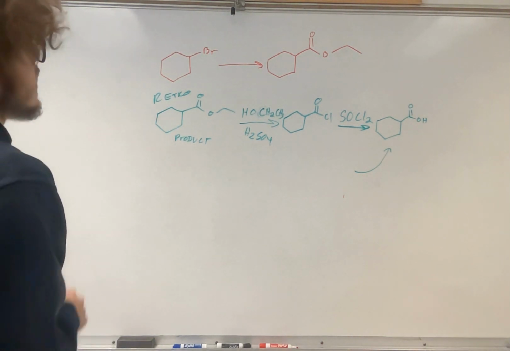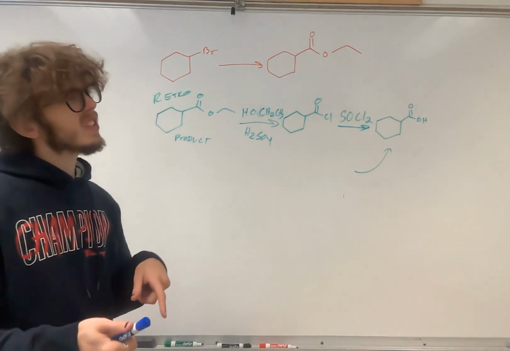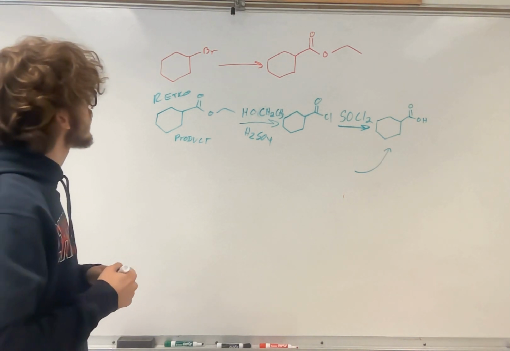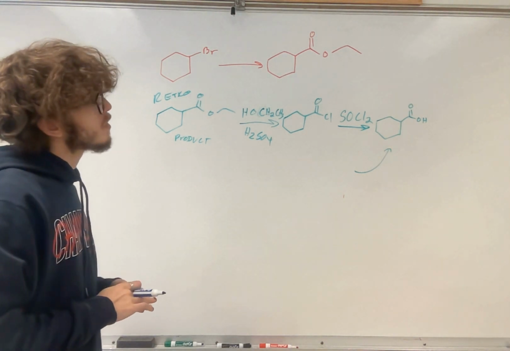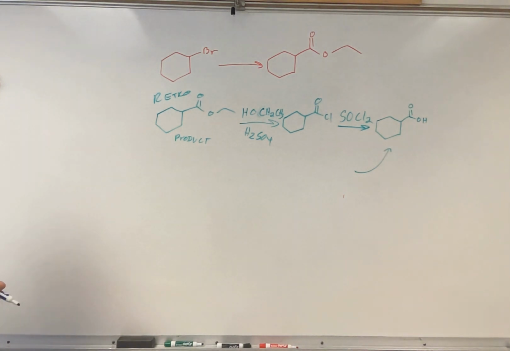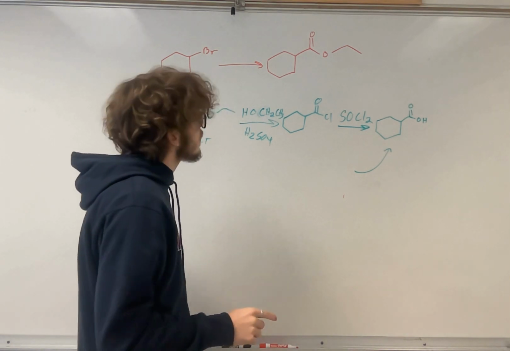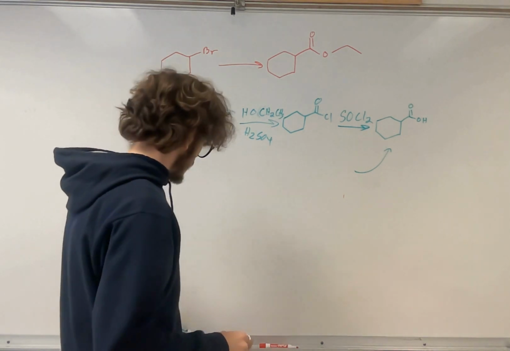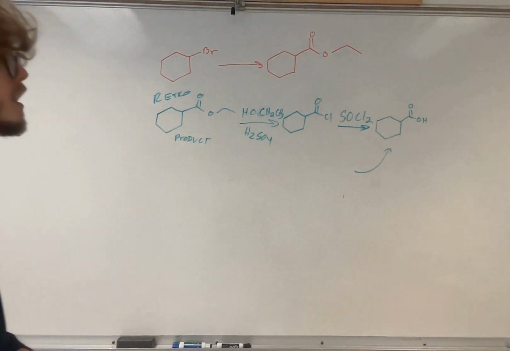Okay, so we have a carboxylic acid. Now I ask myself, can I easily go from bromocyclohexane to that carboxylic acid? Can I really? It looks a lot better than going from the ester, I'll tell you that, right? That ester was very intimidating. The answer is yes, you can, in fact, go from the bromocyclohexane to the carboxylic acid here.